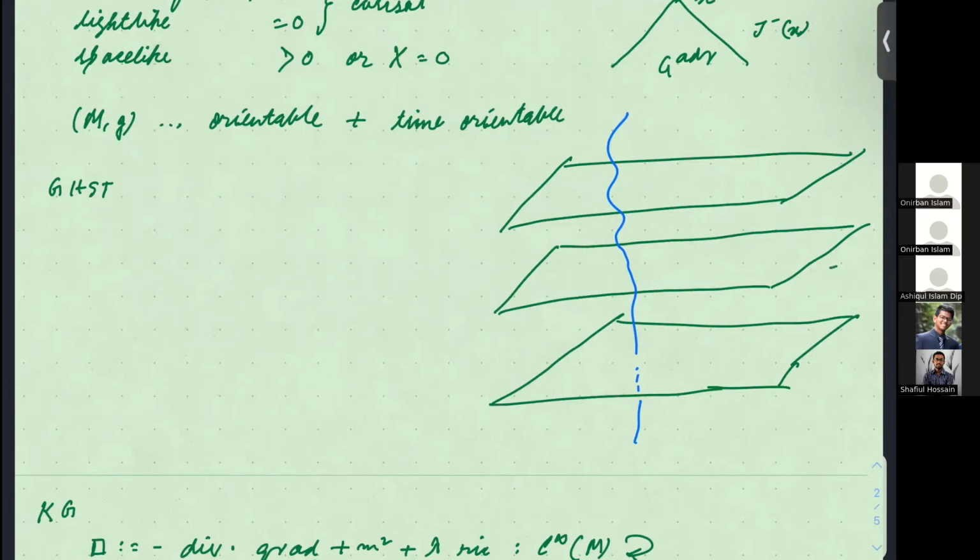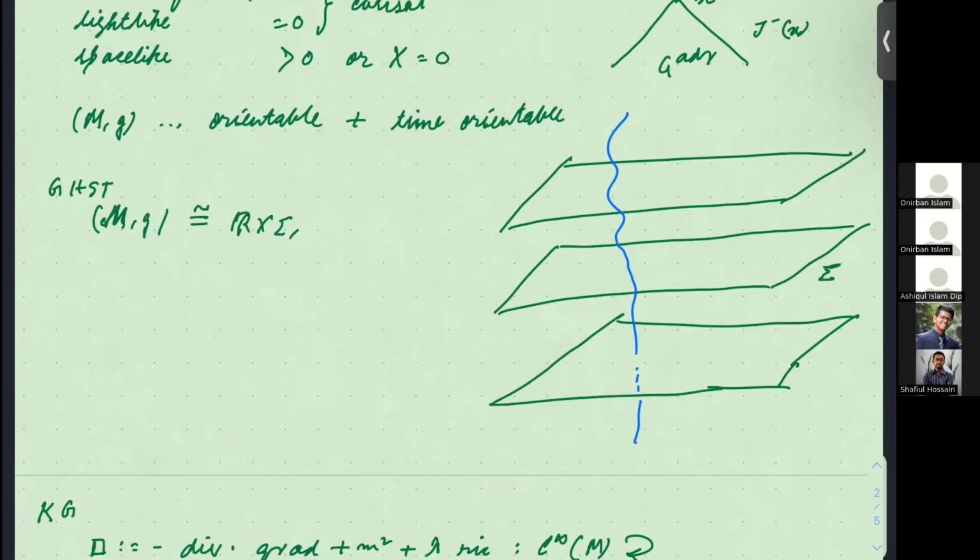Can I ask a question, kind of more of a general knowledge question? Sure. Is it not true that for a space-time to be a solution to Einstein's equation, it has to be globally hyperbolic?